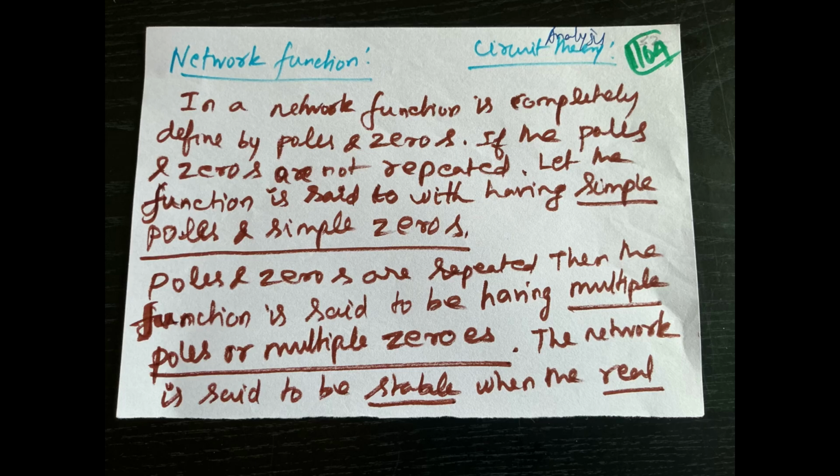The network is said to be stable when the real parts of the poles and zeros are negative. The poles and zeros must lie in the left half of the S-plane. These are important points for network functions. Poles and zeros help find out stability.